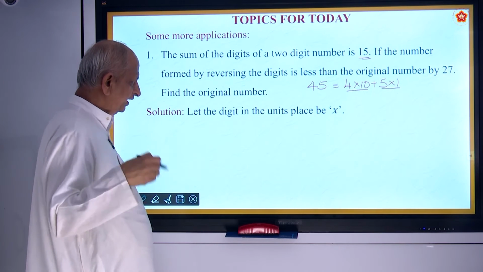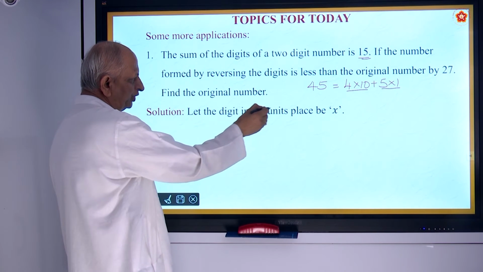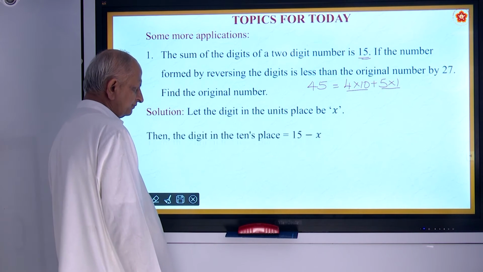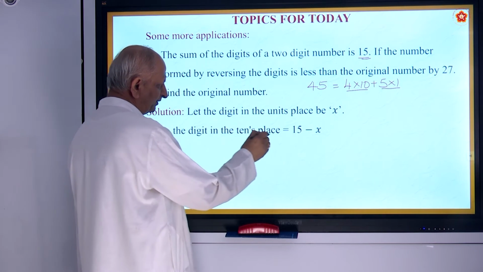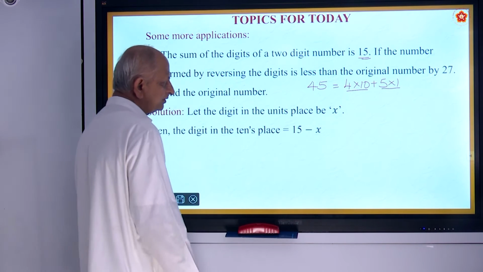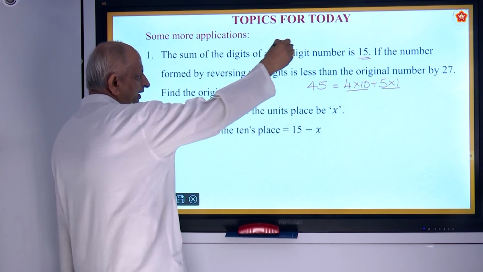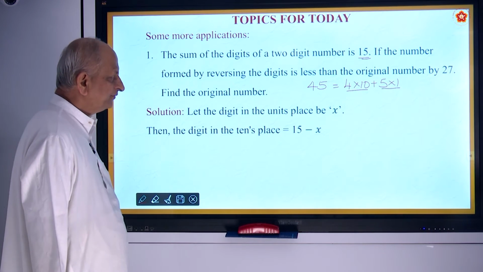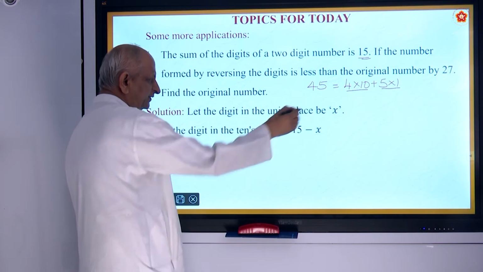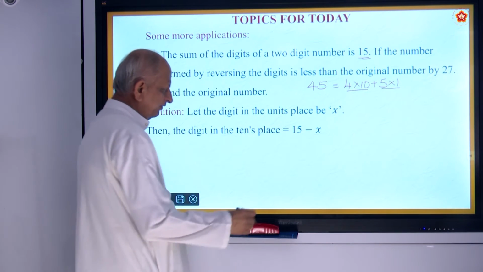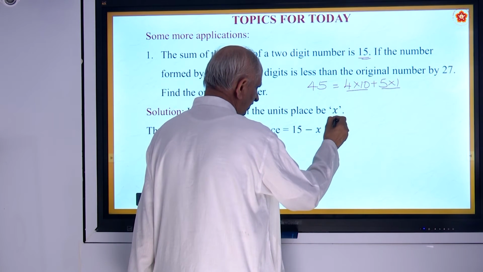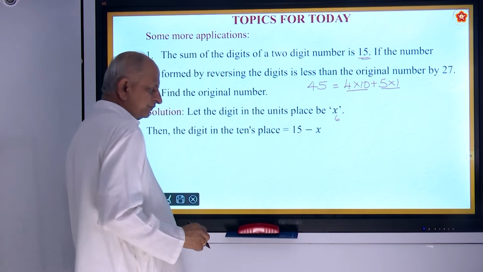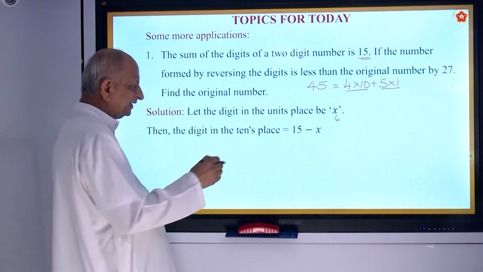For that, we have to create a number now. Let the digit in the units place be x, like this. Instead of 5, you are writing x. Then the digit in the tens place is 15 minus x. Why 15 minus x? Because they have given that the sum of the 2 digits is 15. So, if one is x, for example, if you have a number like 6 here, this becomes 15 minus 6, 9. Correct? So, the number becomes 96.